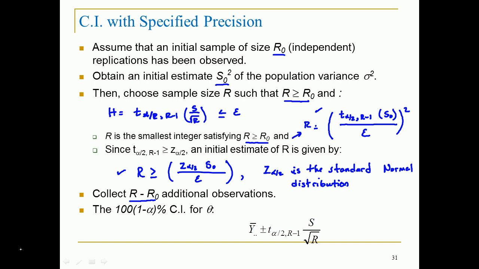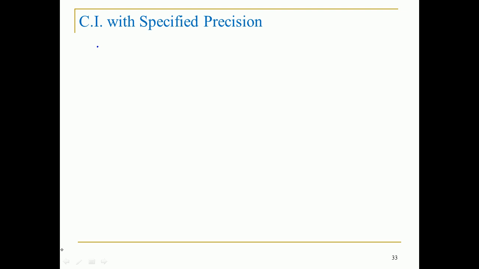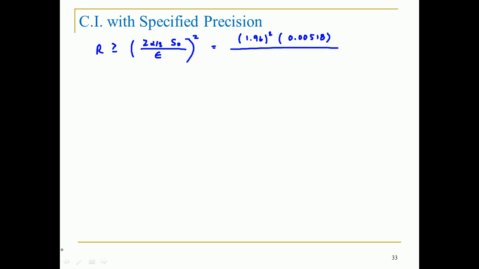So we're going to use a standard normal distribution. Let's say R has to be greater or equal to C times the standard deviation divided by the error, squared. And we are looking at the 95%. So this is 1.96 times our initial standard deviation, 0.00518, divided by the error, which is 0.04, squared. So this equals 12.44.